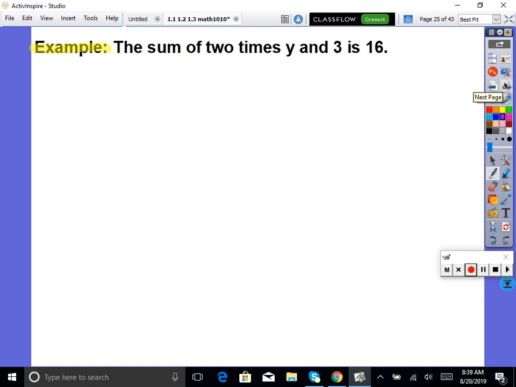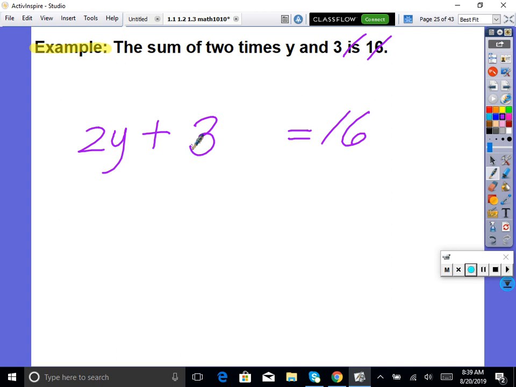It says the sum of 2 times y and 3 is 16. So let's start with "is 16." Doesn't that mean equals 16, everyone? Okay, it says the sum. So where should I put an addition sign? Now it says the sum of 2 times y. So shouldn't I put a 2y? 2 times y. The sum of 2 times y and 3 is 16. And you guys see how the hardest part was just setting it up. Solve for y from there. Are we all good with setting that up?